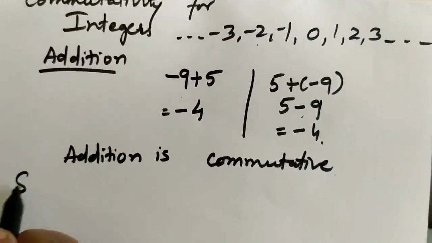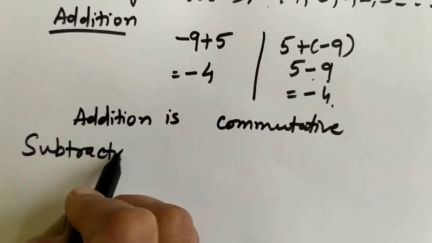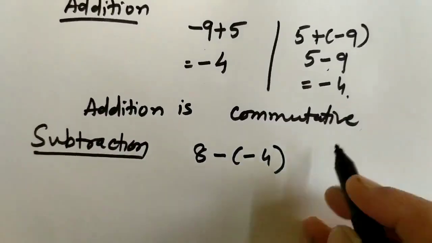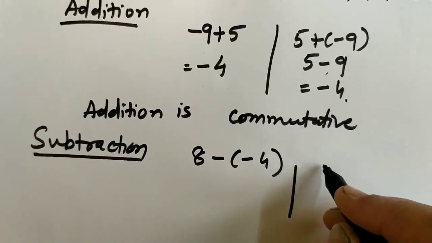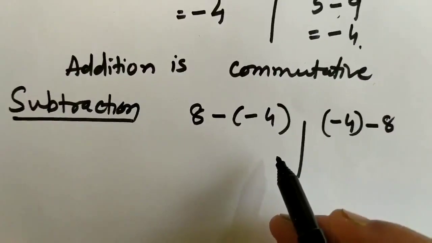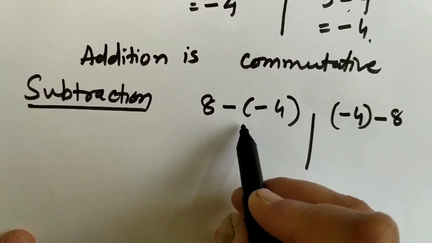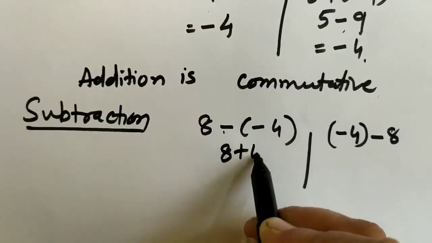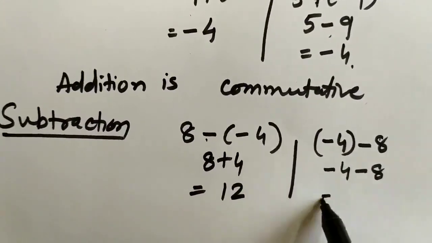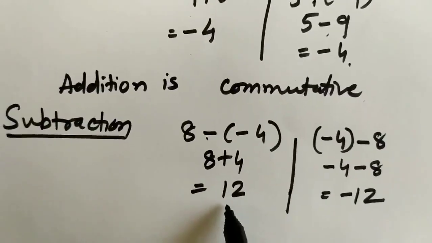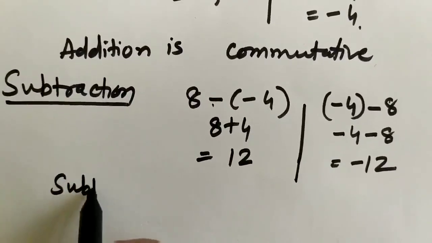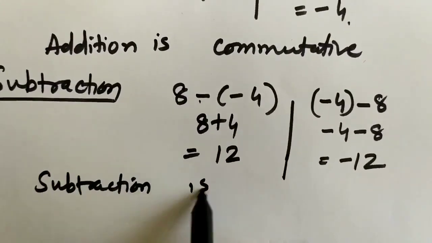Let us see for subtraction. We will take any two integers, 8 minus minus 4, and interchanging the numbers, minus 4 minus 8. We will solve both the sides. Minus minus will become plus, 8 plus 4, the answer is 12. Here we will see minus 4 minus 8, so it will be minus 12. We can see here the answer is 12, here the answer is minus 12. Both the answers are different. So we can say subtraction is not commutative.